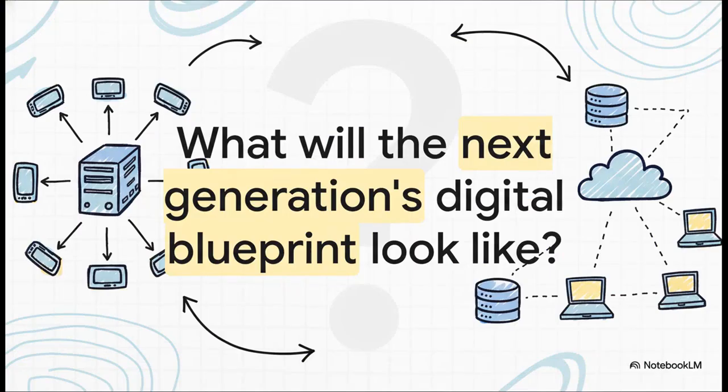So from those old centralized mainframes to the globally distributed internet we have today, application architecture is constantly evolving. And as we move into a new era of artificial intelligence, the Internet of Things, and computing at the very edge of the network, well, the blueprints for our digital world are being redrawn all over again. The real question is, what are they going to look like tomorrow?